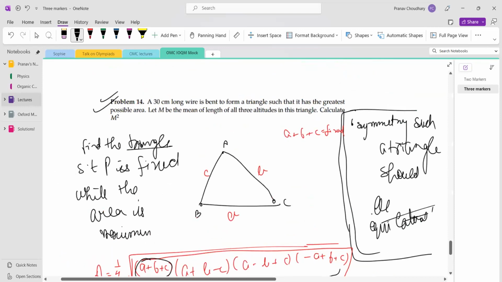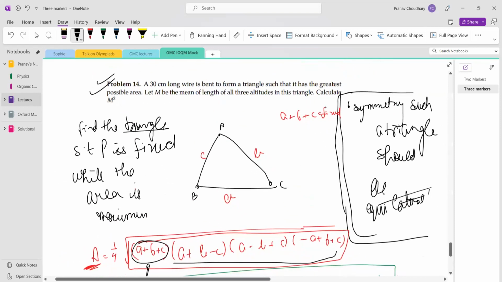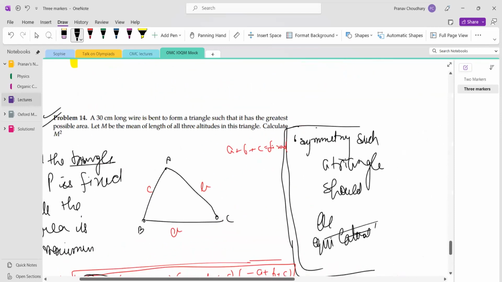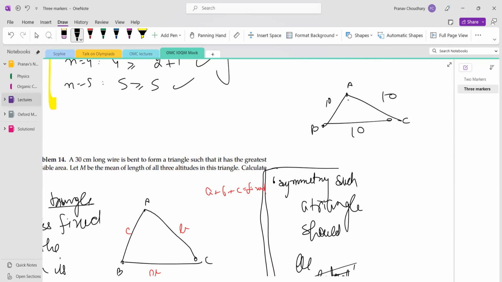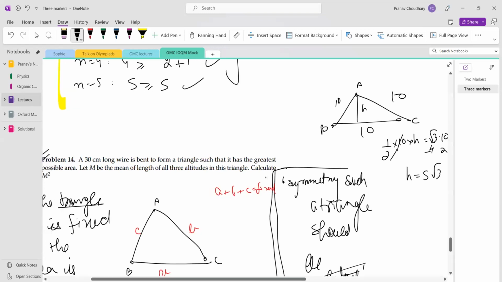As we wanted it, by intuition also this was true, right? So in an equilateral triangle, the total perimeter is 30. So each of the sides will be of length 10. 10, 10, 10. Let's say this is the altitude, h. So half base into height should be equal to the area, which is root 3 by 4 a square, unless I'm wrong. So h is 5 root 3.